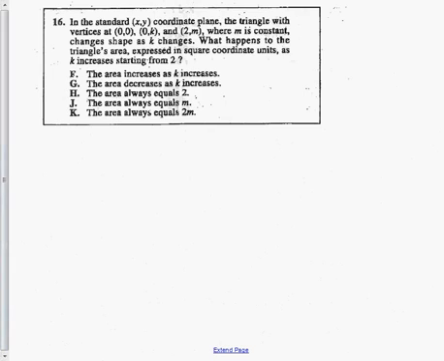Okay. Quickly, let's look at this one in the standard XY coordinate plane. This is another problem that is tricky and challenging, but I will go over this one. In the standard XY coordinate plane, the triangle with vertices 0, 0, 0, K, and 2, M, where M is a constant, changes shape as K changes. What are they talking about?